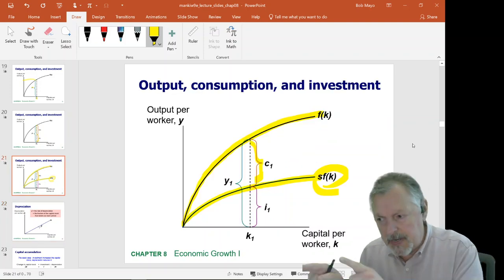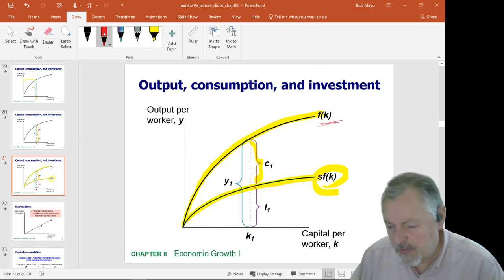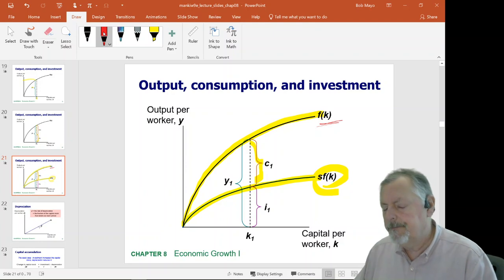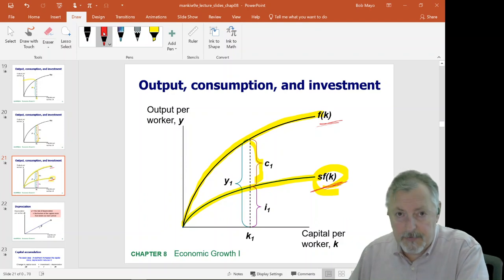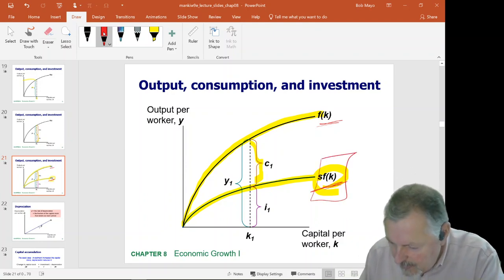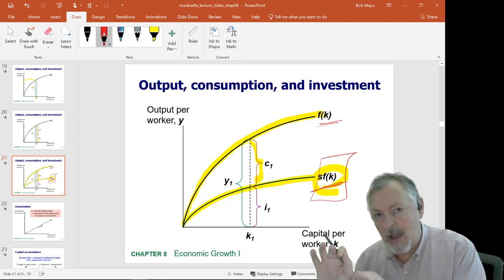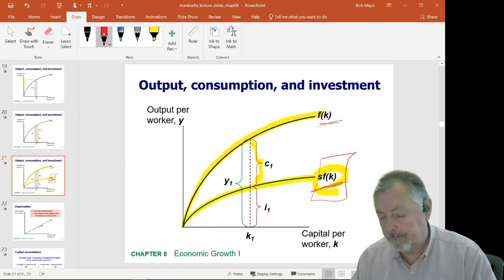So keep an eye on these variables. Remember that f of k, that's all on a per worker basis, is output. This s f of k is investment. The key is that this is the rate, this is the amount of new capital being added to the economy.